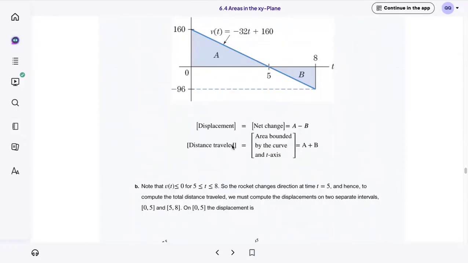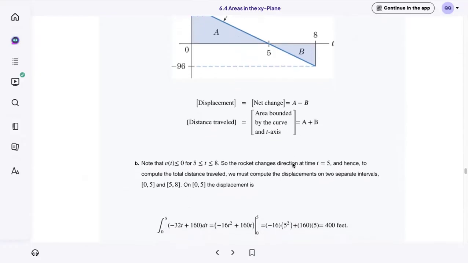But for the total distance traveled, we need to negate the negative. So we need to graph it. We need this graph to see that the area B is under the t-axis. So what do we do? We need to negate. We take the negative of the value, so that both add.